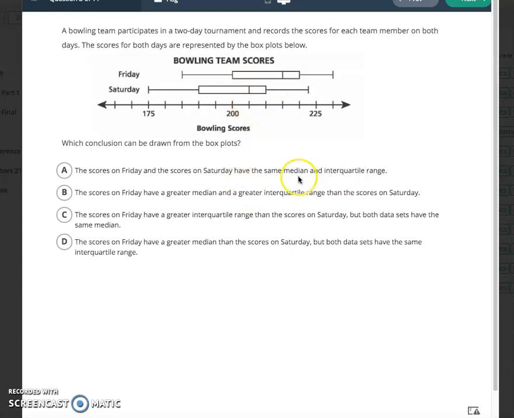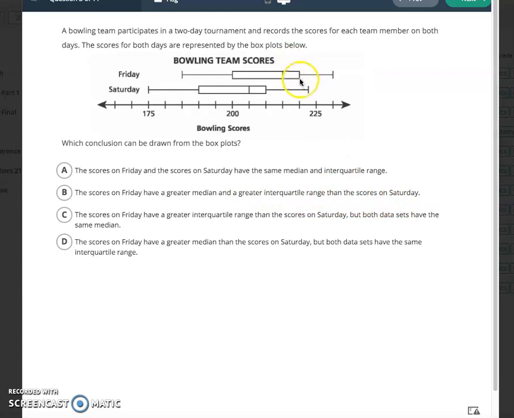So that's not true. So I could ignore this interquartile range. It doesn't matter because it says they have the same median and interquartile range. Well, they don't have the same median, so this A can't be true. So let's look at B. The scores on Friday have a greater median. Well, that's true. So Friday's score has a greater median than Saturday's score, and a greater interquartile range than the scores on Saturday. So let's look at the interquartile range.